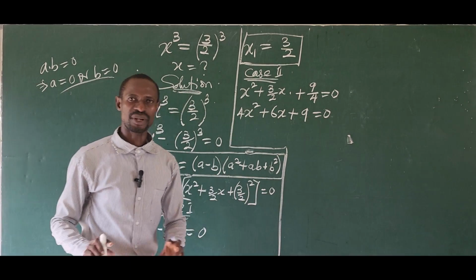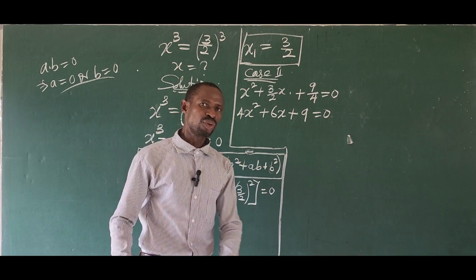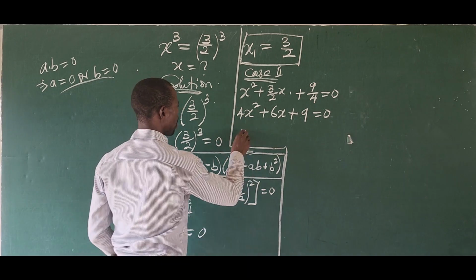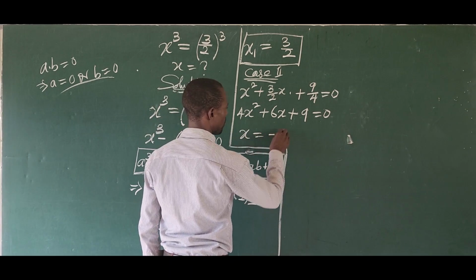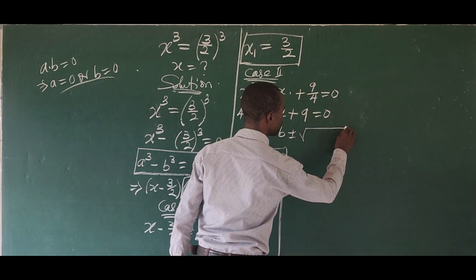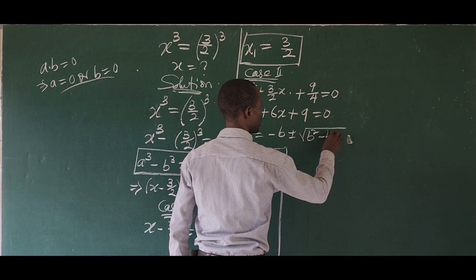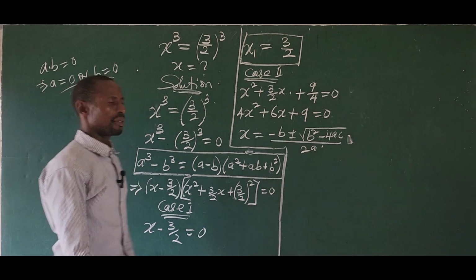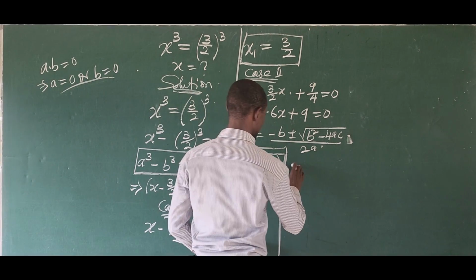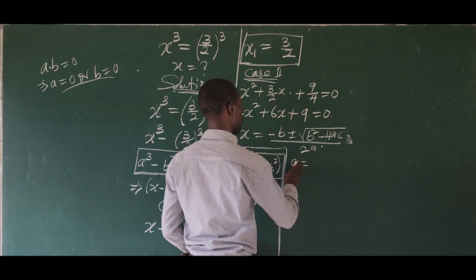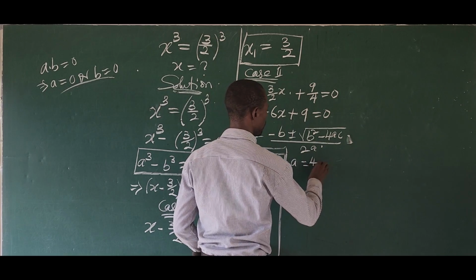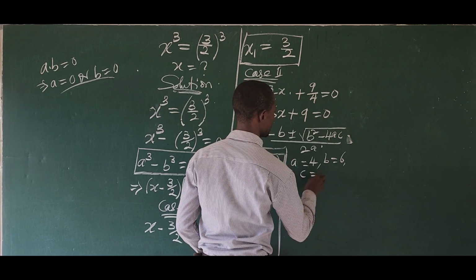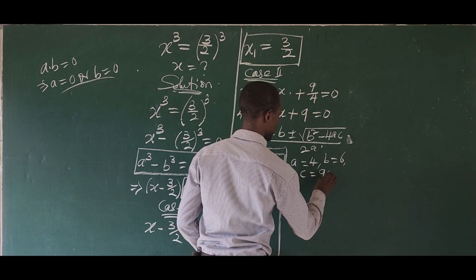So this is a quadratic equation, and this is where we're going to get the two values of our x from. Good. So using the formula which says that x is equal to minus b plus minus the square root of b squared minus 4ac all over 2a. Bringing out the values of a, b, c: a is the coefficient of x squared, which is 4, b is the coefficient of x, which is 6, and c is our constant term, which is 9.